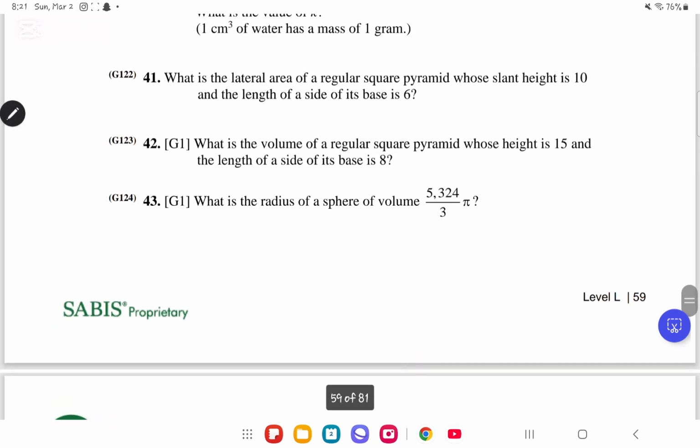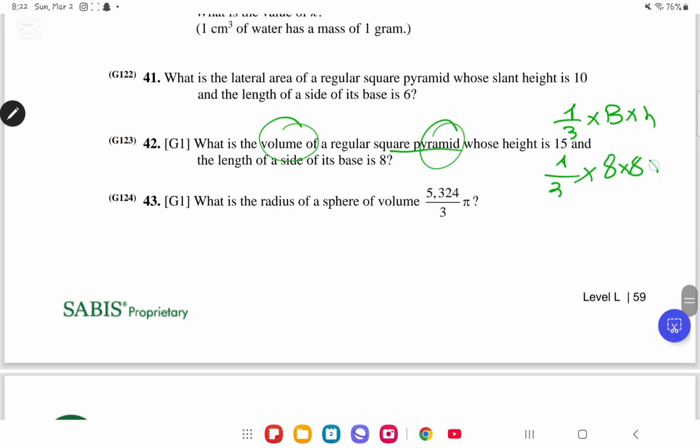What is the volume of a regular square pyramid whose height is 15 and the length of a side of its base is 8? As you can see, these questions came in the AMS quiz. A square pyramid has a base of a square. The volume of a regular pyramid is 1/3 times the area of the base times the height. So it's 1/3 times the area of the base, which is 8 times 8, times the height, which is 15. Just put it on your calculator, and you're going to get the answer, which is 320.